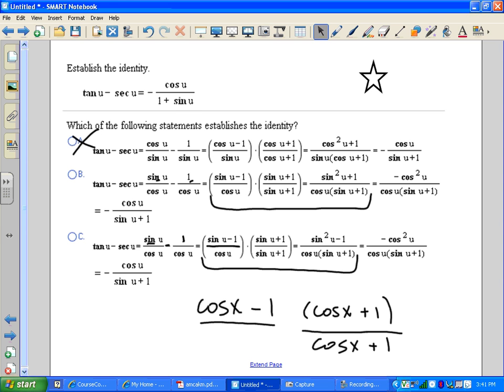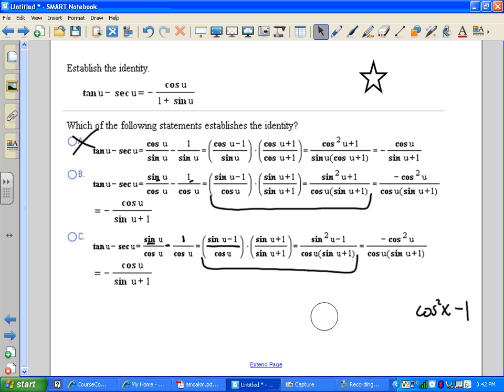Now, why would someone want to do that? And that's legal there because really you're just multiplying by 1. The idea is you're making the problem give you a Pythagorean identity, because cosine of x minus 1 times cosine of x plus 1 would give me cosine squared x minus 1. And if you look at that, that's actually some sort of Pythagorean identity there. Okay, so that's what they're doing in the third step. And there again, that's why I put a star on this problem here, to kind of show you that they're doing something a little bit different.